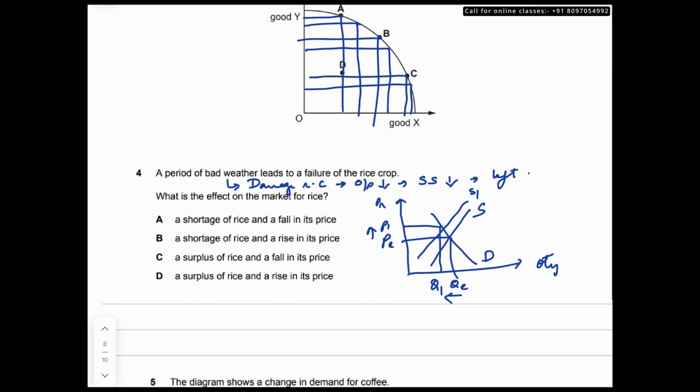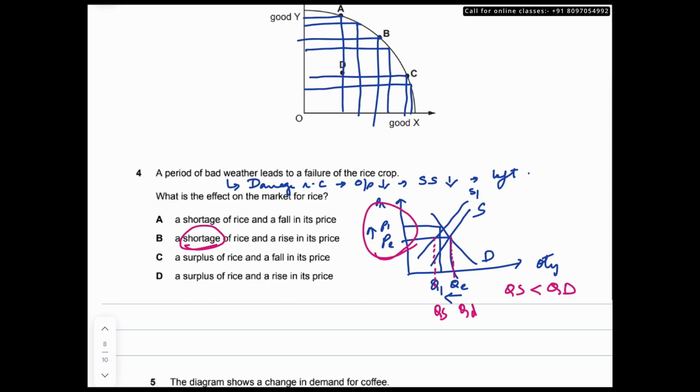So I'm going to use a different color now. So ideally this is your quantity demanded, and this here becomes your quantity supplied. What are we seeing? Quantity supplied is less than quantity demanded, and this is what you call as a shortage. Correct? So there's a shortage in the market, and we've already seen that the price has gone up. So B is the correct answer over here.